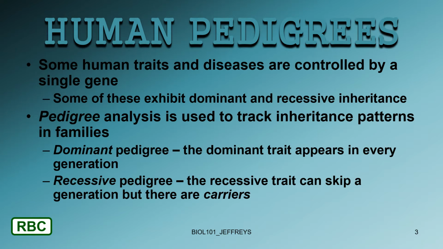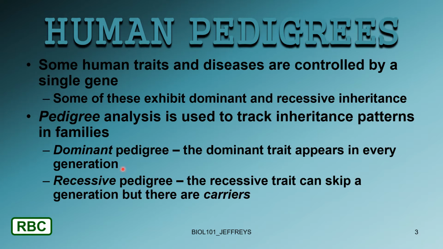So, human pedigree. Some human traits and diseases are controlled by a single gene, and some of these exhibit dominant and recessive inheritance. So a pedigree is a picture, a roadmap, if you will, that is used to track the presence or the flow of a particular trait throughout a family.